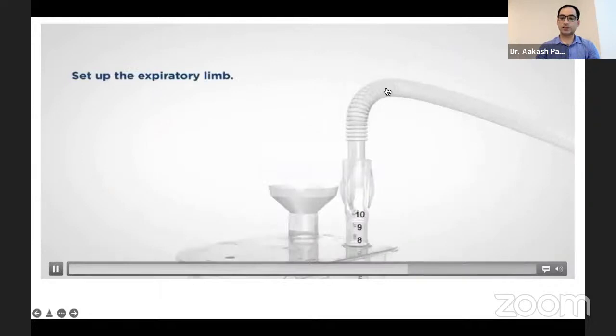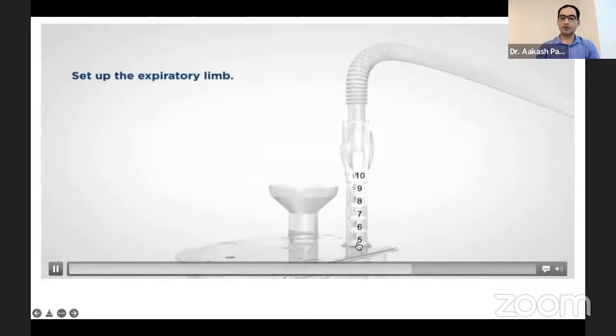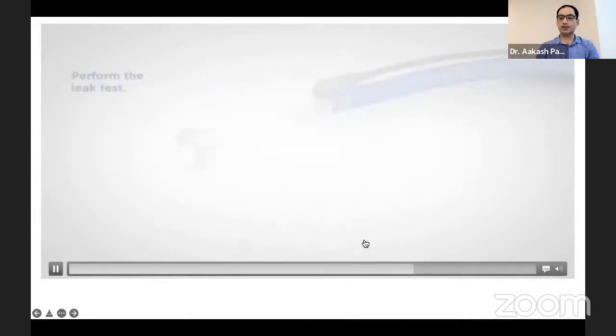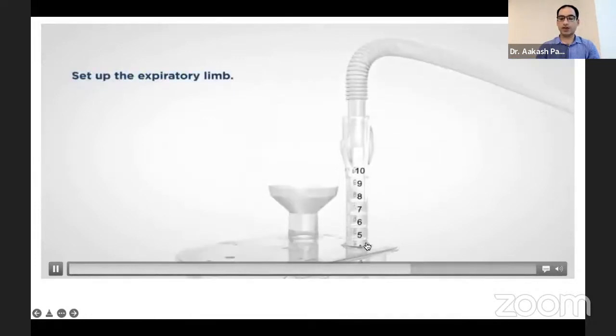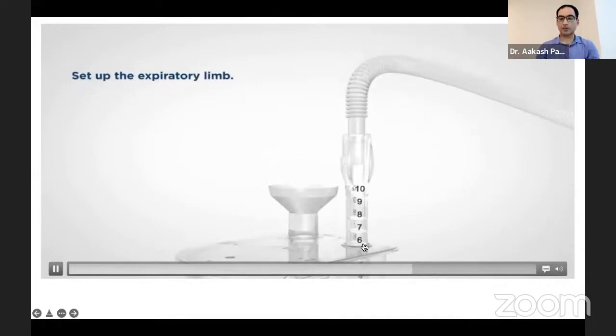So for the expiratory limb, it is dipped into this water chamber, and whatever pressure we want to deliver, the number should be seen as above. So here, if we want to deliver a pressure of 6, the 6 should be visible on the top. So here we are giving CPAP of 6.